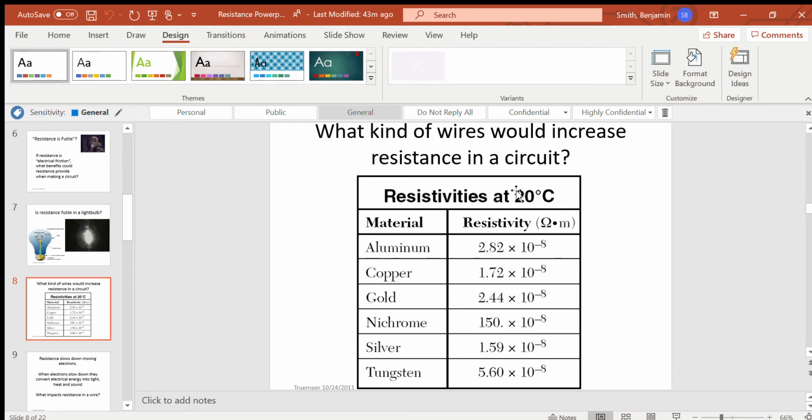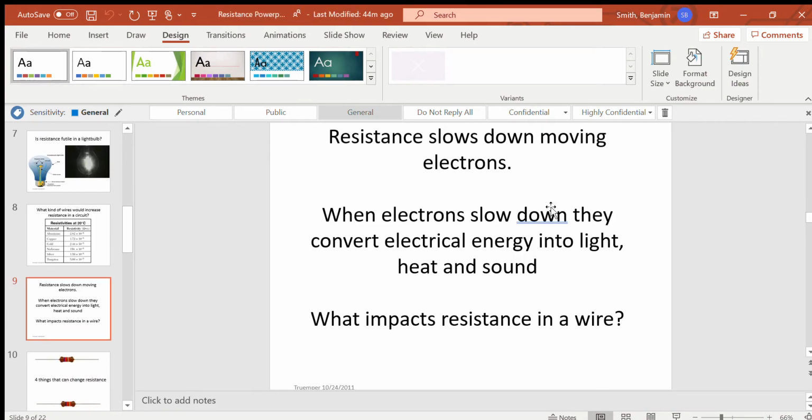And of course, all these are at 20 degrees Celsius. We'll come back to why that's important later. So resistance slows down moving electrons. When electrons slow down, they convert electrical energy into light, heat, and sound. So this is why light bulbs glow: because the electrons are slowing down because of resistance, they start to glow and release heat and light.